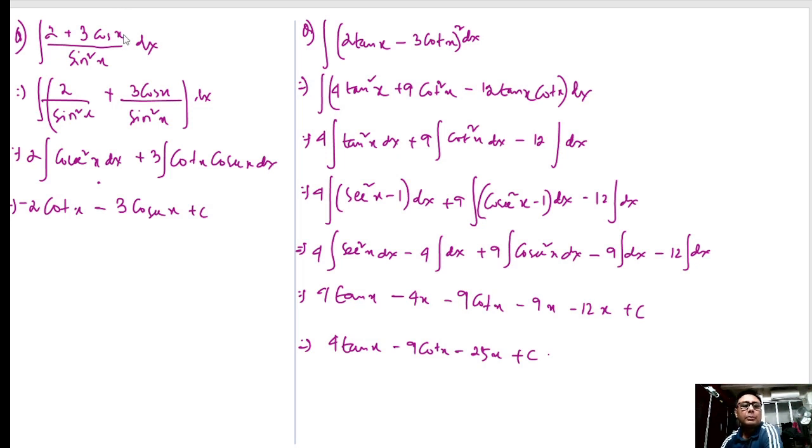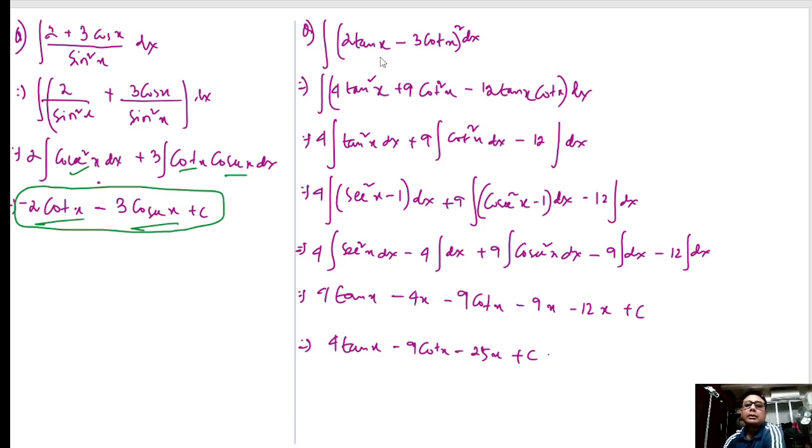Next, this is the formula, so we are separating it like this, so it becomes 2 cosec square x, and this becomes cos x by sin x is cot x, and 1 by sin x is cosec x. So integration of cosec square x is minus cot x, and integration of cot x cosec x is minus cosec x. Please refer to the formula list, then only you will get it.